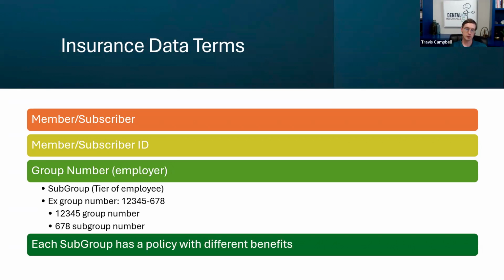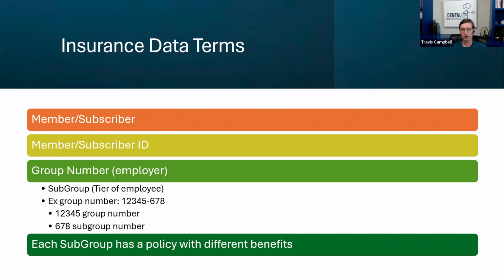And this is where you get subgroups, basically tiers of employees and tiers of different types of coverage. So for example, if you've got a group number that's 12345-678, the first set of numbers is your group number. The second set of numbers is your subgroup number. And so if you tend to have these kind of little crazy numbers, realize that means there's probably multiple tiers to that policy. Now, the reason this is important, each group has a set of benefits. Each subgroup also has a set of benefits that are different than the original group. They may be similar in a lot of ways, but there's going to be some differences.